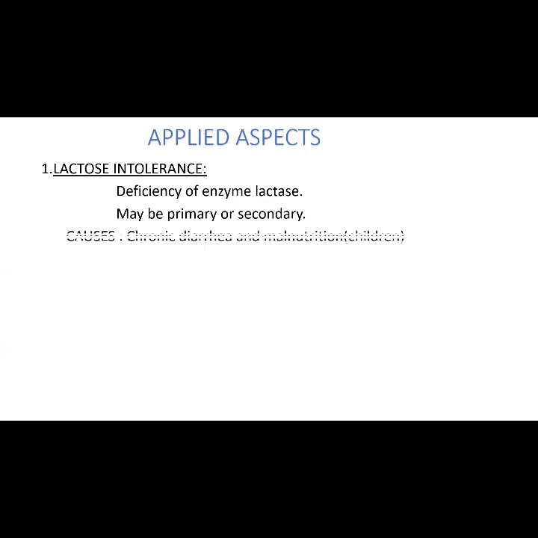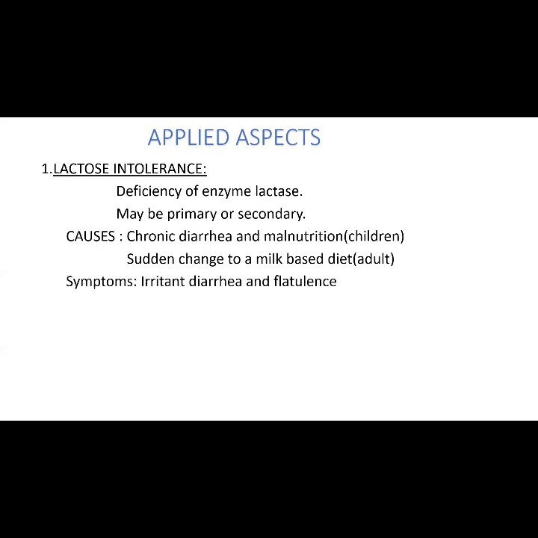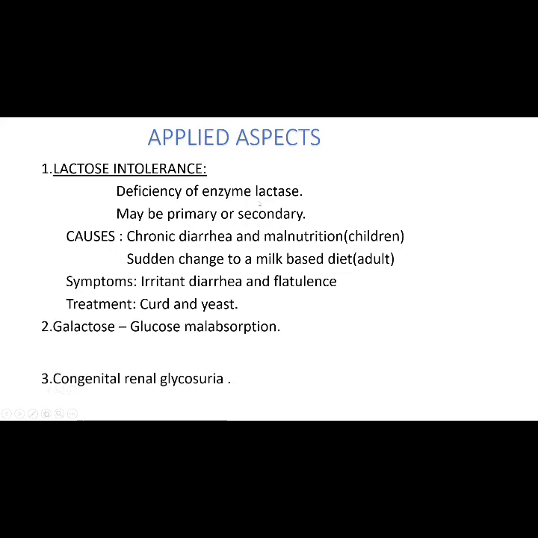That condition is acquired or secondary. The causes will be chronic diarrhea, malnutrition, and sudden change to a milk-based diet. Symptoms: irritant diarrhea. Treatment: having food containing a higher level of curd. Next will be glucose galactose malabsorption, congenital renal glycosuria, and type 2 diabetes mellitus. These are some disorders related to improper digestion and absorption of carbohydrates.